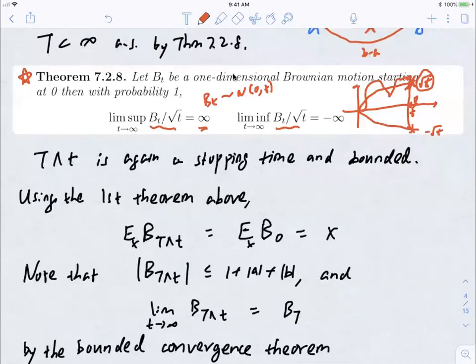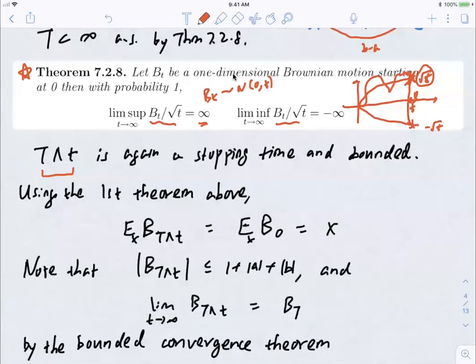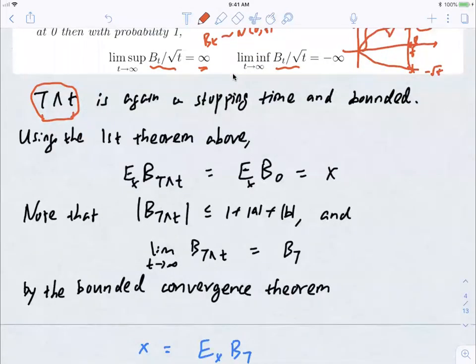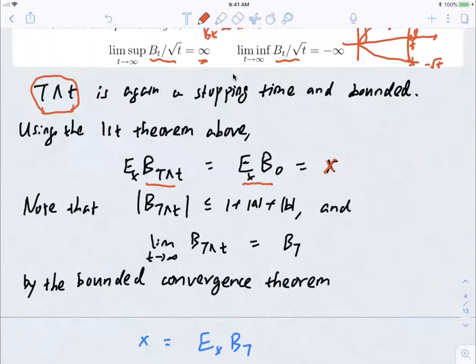If we want to use the previous result, we need to take a bounded truncation, where t is a bounded fixed number. So T with small t is a bounded stopping time, and we can use the result we showed in this lecture. This is the Brownian motion and stopping time, starting from x. Since we stop at the exit time T, this Brownian motion is bounded by A and B.